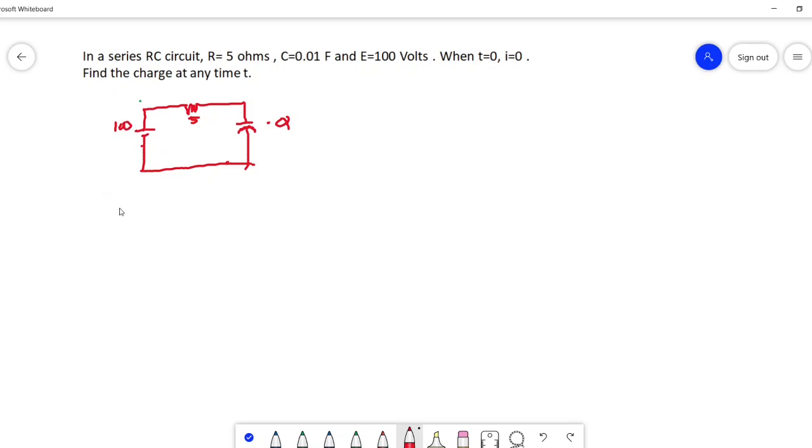So let us derive. We know from the Kirchhoff's voltage law, we will be arriving at this equation, R dq over dt plus Q over C equal to E. So substituting the values, so we have 5 dq over dt plus Q over 0.01 equal to 100 volts. So now find the charge at any time T.